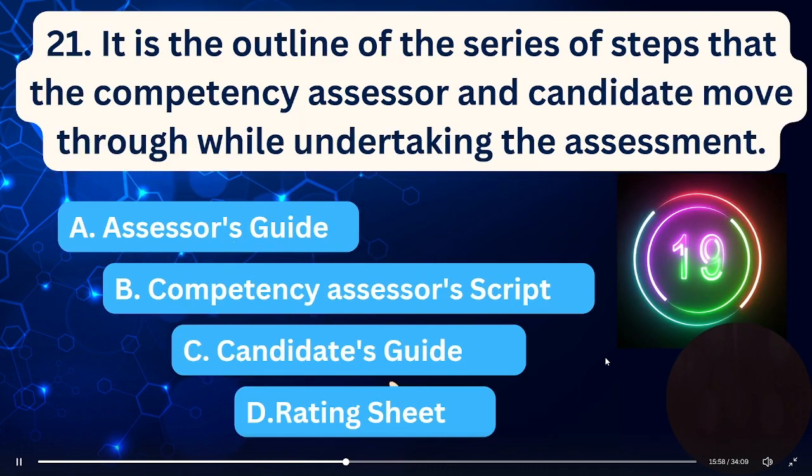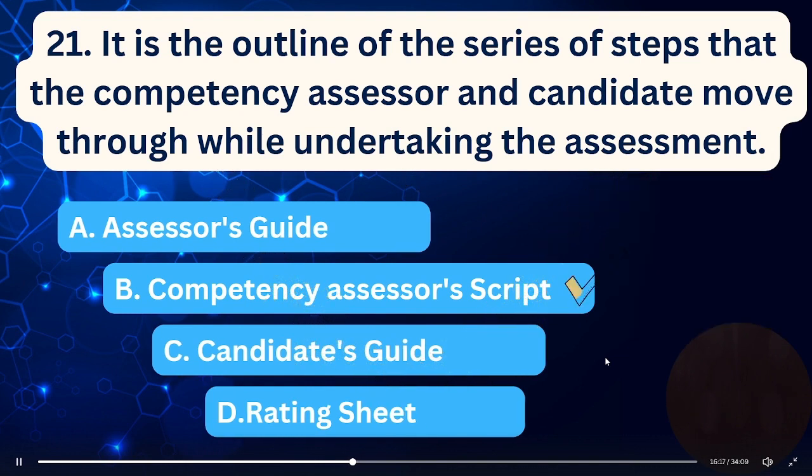Number 21, it is the outline of the series of steps that the competency assessor and candidate move through while undertaking the assessment. A. Assessor's guide. B. Competency assessor's script. C. Candidate's guide. And D. Rating sheet. The answer is letter B, competency assessor's script.